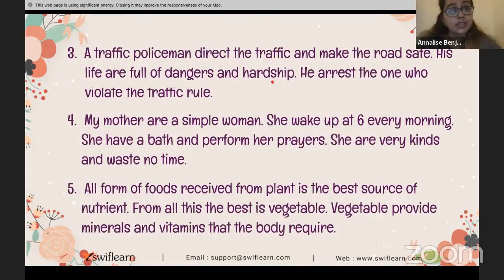His life, what would you put over here? His life is full of danger and hardship. He arrests the one who violates the traffic rule. Very good job. Absolutely.